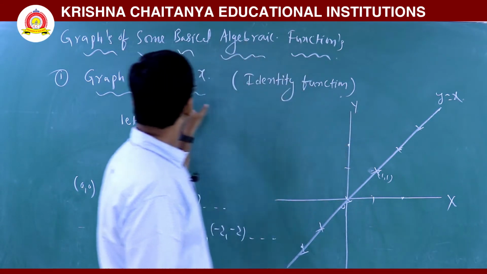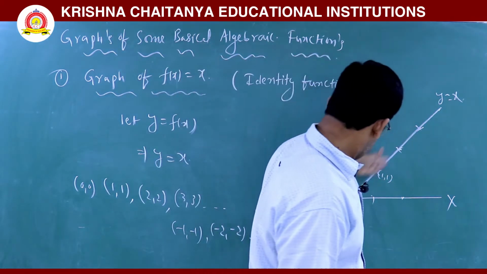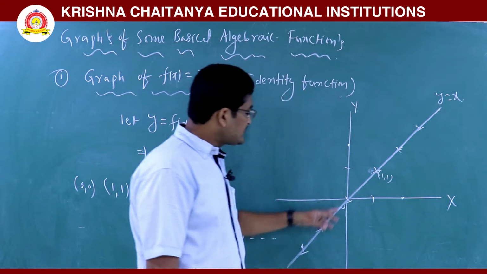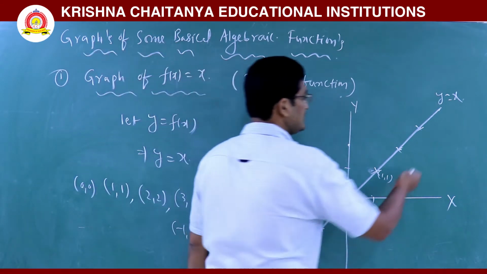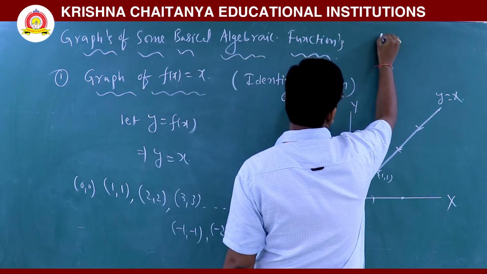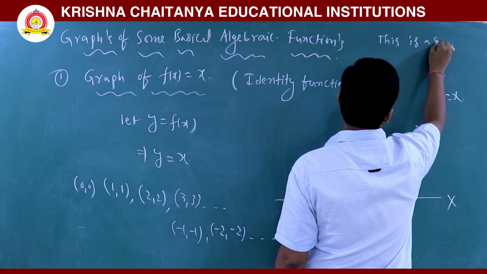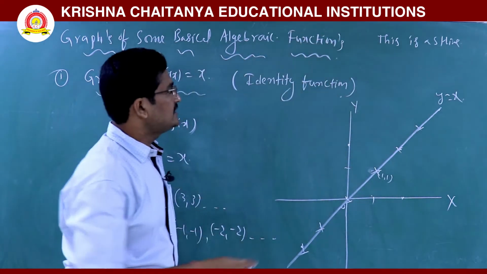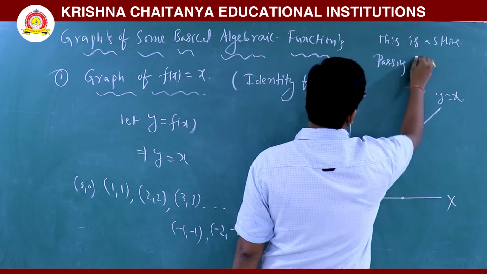This is y equals x, a straight line. It is passing through the origin. We have to add one more point here for this concept: y equals x is a straight line, and it is a straight line passing through the origin.